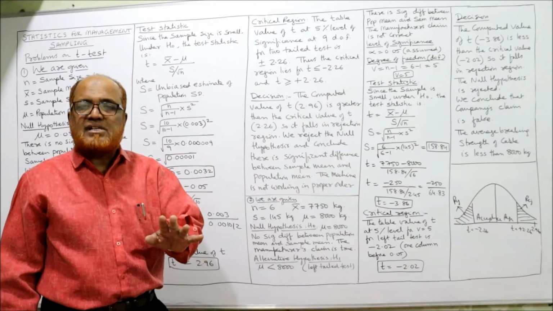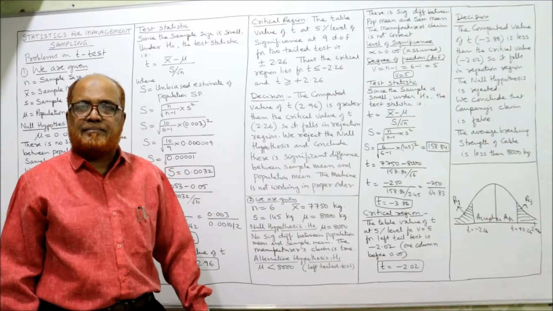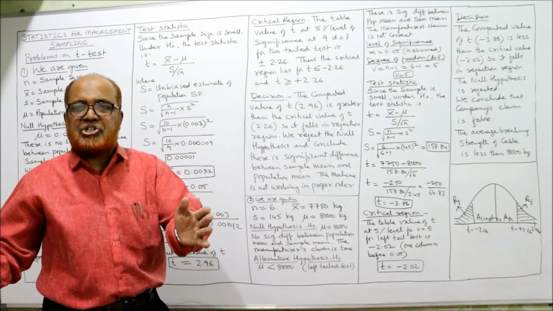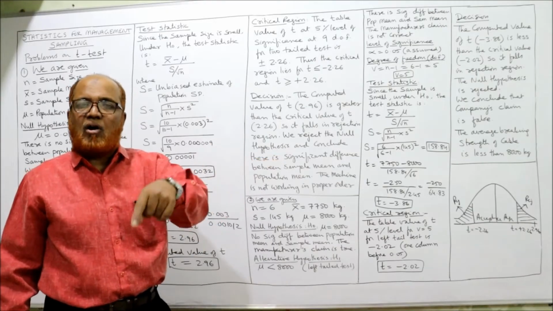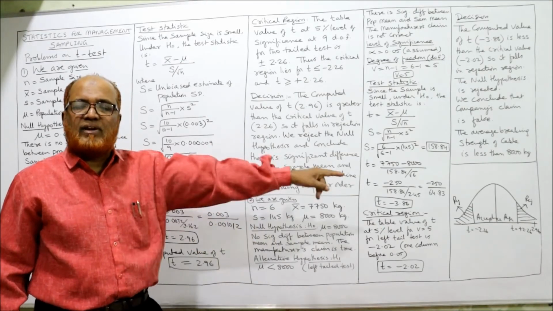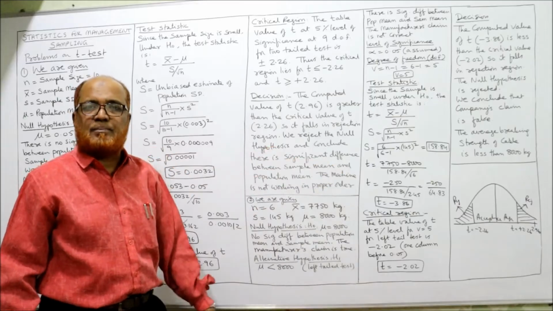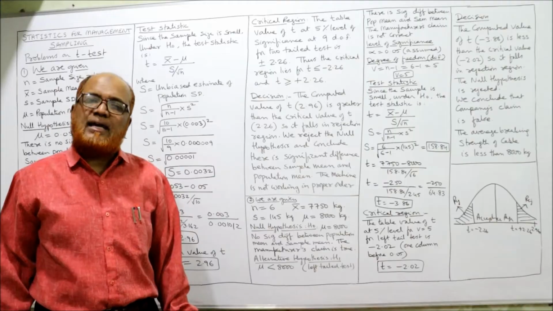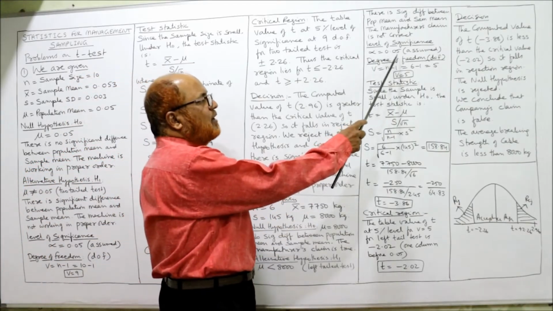Now any one of these hypotheses we have to finally select in the decision. If null is selected, alternative will be rejected. If null is rejected, alternative will be selected. That we can come to in the conclusion, the last step. Level of significance: nothing is given in the problem, so I assumed 0.05.